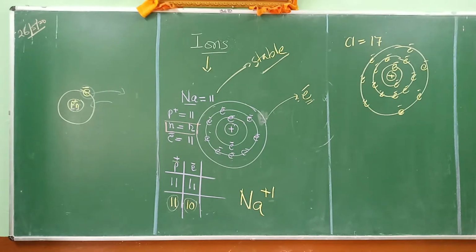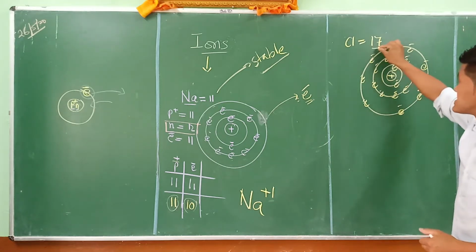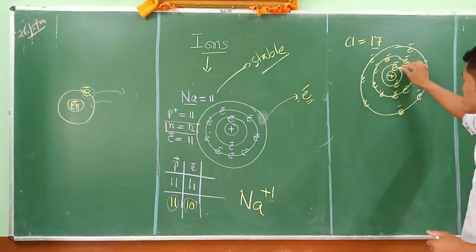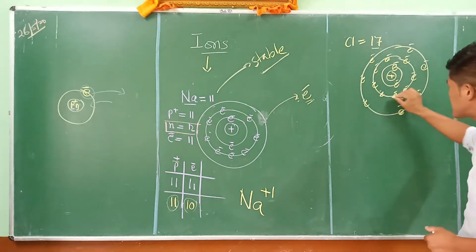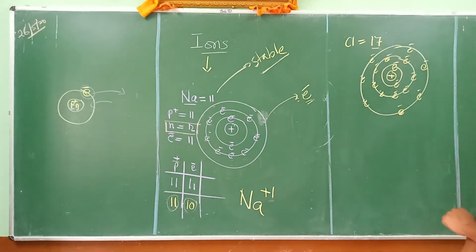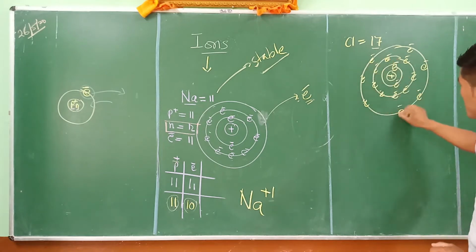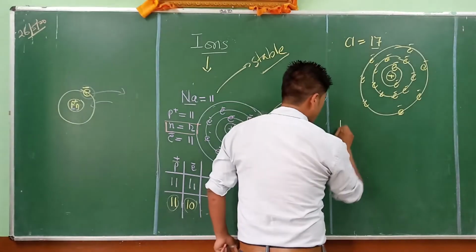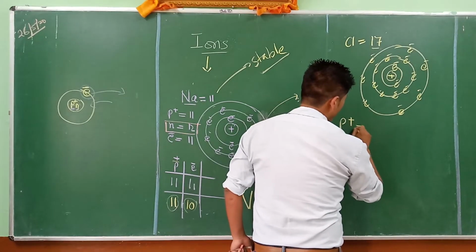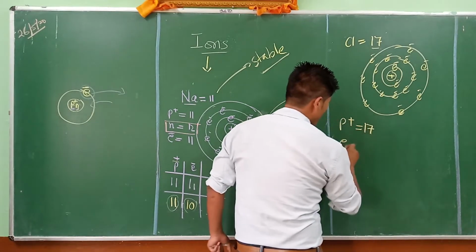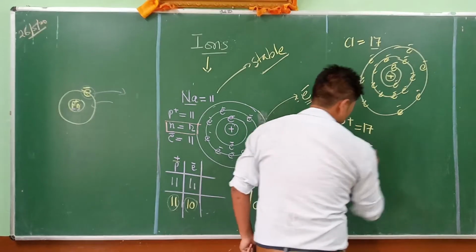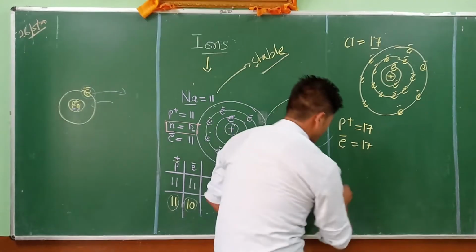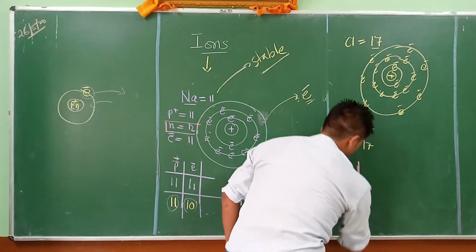Now if you have a proper look at this, what you can observe is that chlorine has 17 electrons here. I'm going to count: 1, 2, 3, 4, 5, 6, 7, 8, 9, 10, and 11, 12, 13, 14, 15, 16, 17. So we can say it has how many protons? 17 protons and 17 electrons, which we are also going to write in this format, like we had done before.